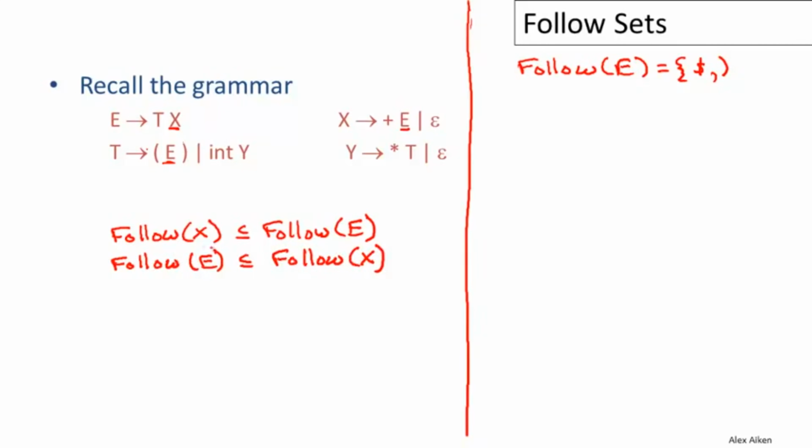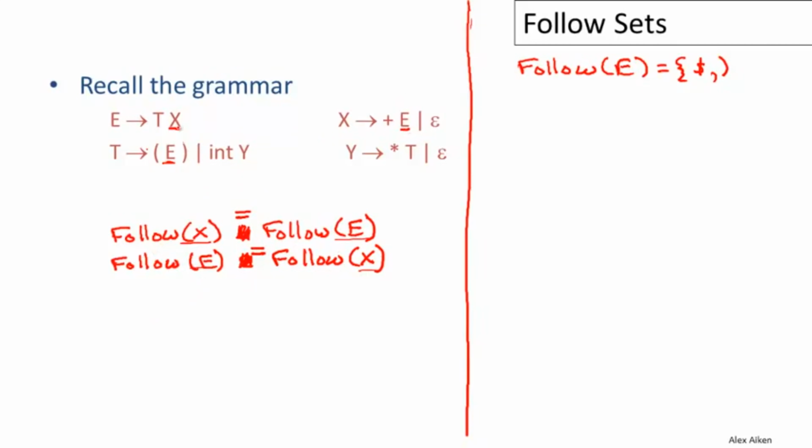All right, and what does that mean? Well, follow of X is a subset of follow of E, and follow of E is a subset of the follow of X. So that really means that these two sets are equal. Follow of X and the follow of E, whatever they wind up being, are going to have to be the same set. And now we've looked at all the places where E is used in the grammar.